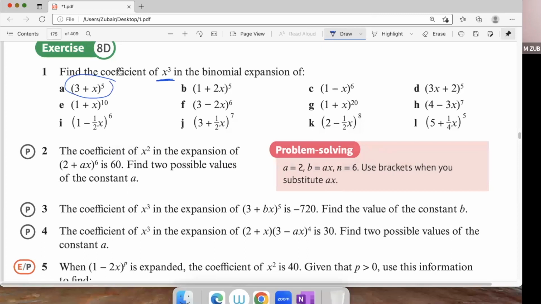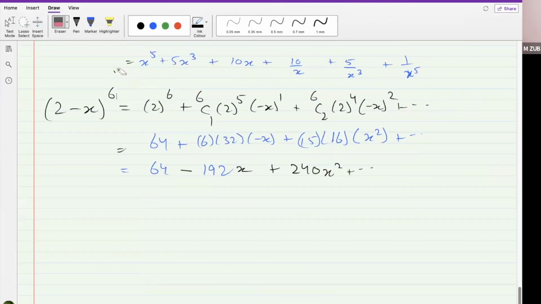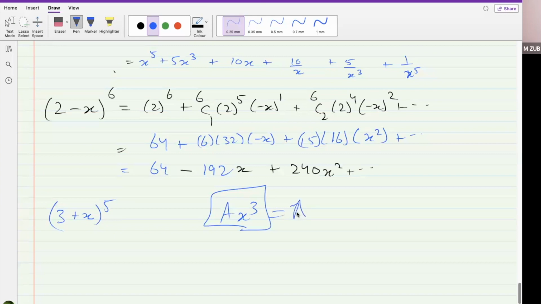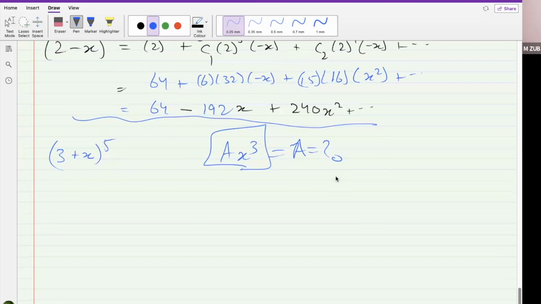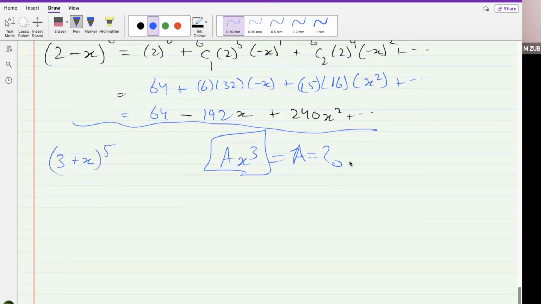So now if the examiner is asking you the coefficient of x cube, and the question is (3 plus x) power 5, and he wants to know the value of a, right? He wants to know the value of a. Now there are two ways. One is we write all the terms.